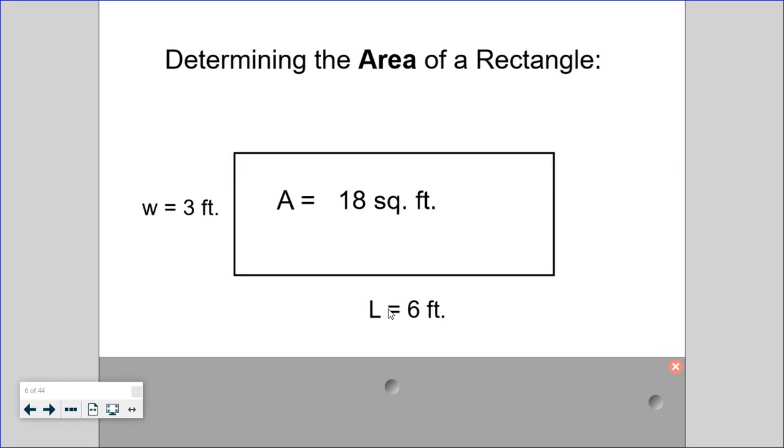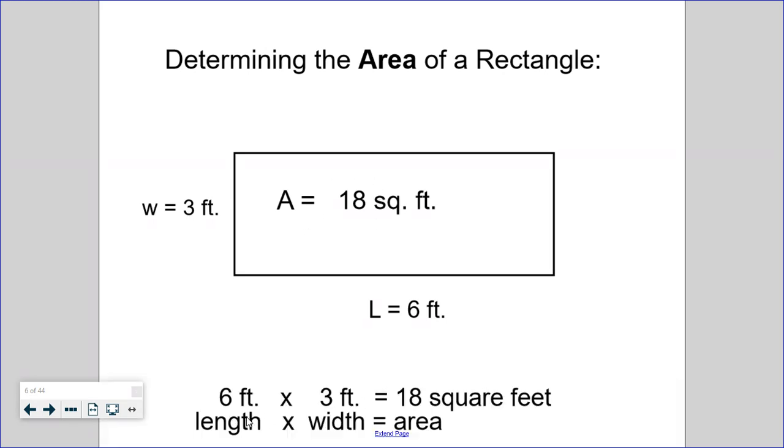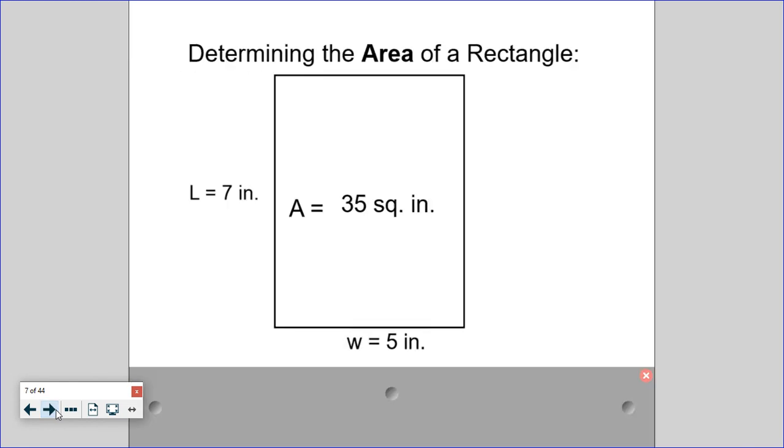How do I figure that out? Remember, area is length times width. So I'm going to do 6 times 3, which is 18. So 6 feet times 3 feet equals 18 square feet because the length times the width equals the area.